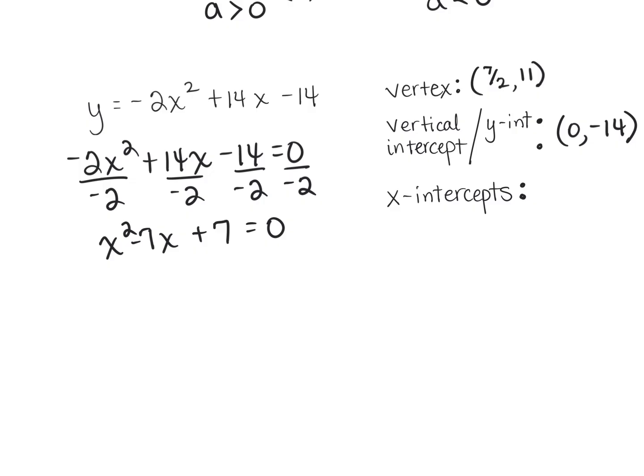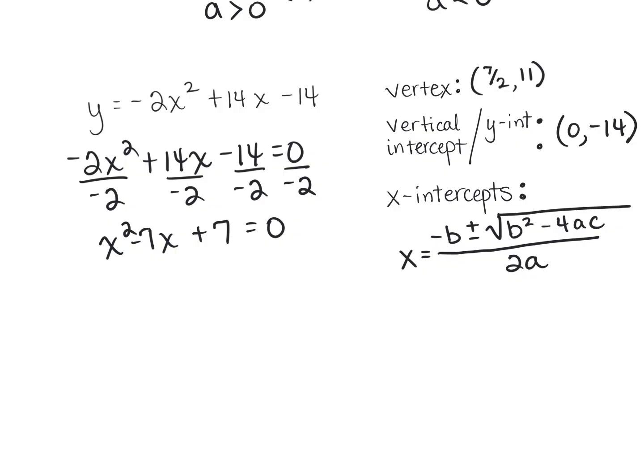So at this point, I'm going to refresh your memory over here. You have the quadratic formula. So x is equal to -b plus or minus the square root of b squared minus 4ac, and then you're going to divide that by 2a. And this is where your imaginary numbers can sometimes come in, and that's why we had to do that prior to this. All right, so now I know that my a value is 1, my b value is -7, and my c value is +7.